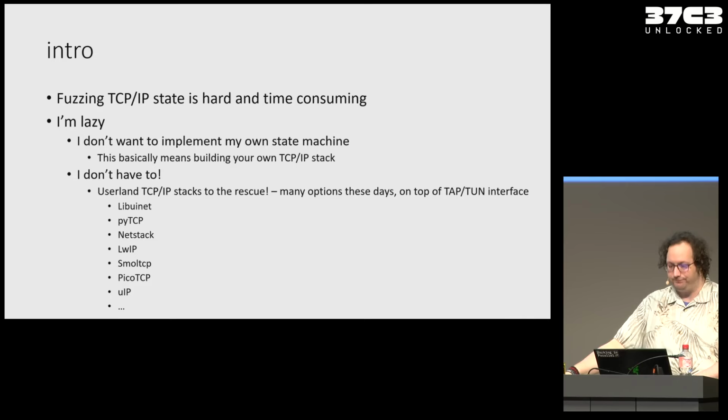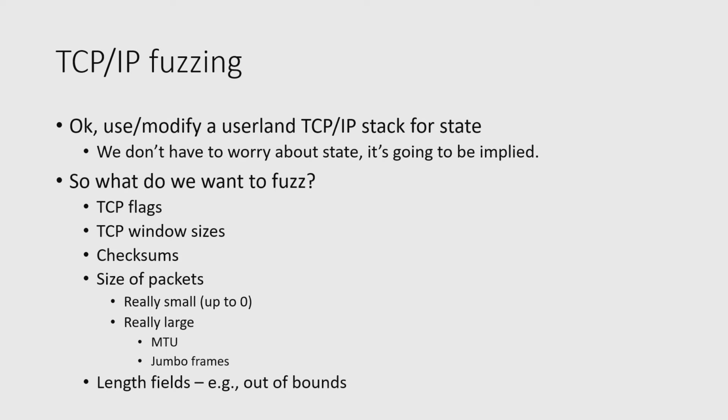Before I get to the actual implementation and testing I did, what do we actually want to fuzz? This isn't really a hard question, but we should determine this before we set out to fuzz this thing, right? So the idea is we take a userland TCP/IP stack and modify it to fuzz the right things. We get the state for free because the TCP/IP stack already does that. But what do we then want to fuzz? The answer is, let's look at the protocols and see where we know there is state, where we know things go wrong, and where things have gone wrong in the past. Basically, stuff where there's complexity, right?